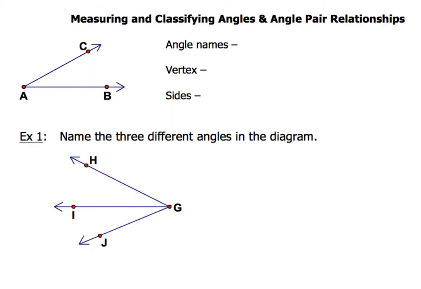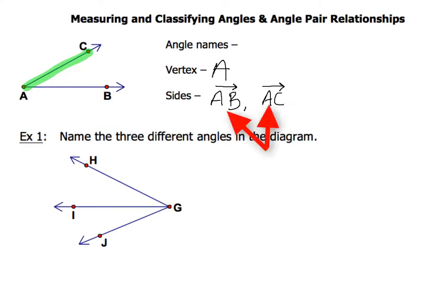One of the first things that we want to do is learn how to name an angle. When you go to name an angle, you're going to take a look at one particular spot, and that's the vertex. In this case, the vertex is located at point A. Point A is our vertex, and we're going to use that to help us with our angle names. Now, there are two sides. One of those sides is ray AB, while the other side is ray AC. So those are our two sides, rays AB and AC.